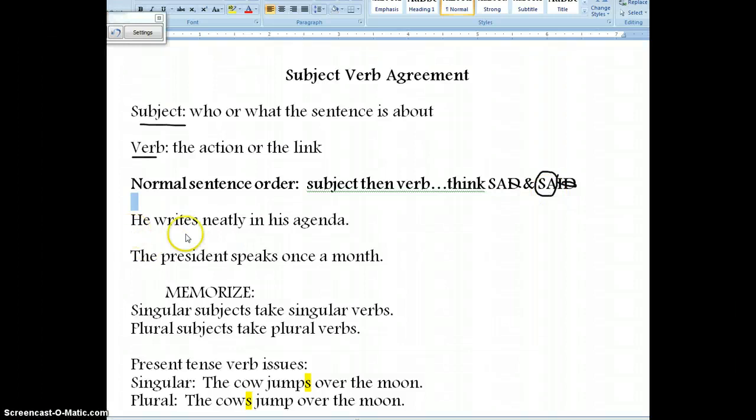For example, he writes neatly in his agenda. See if you can find the subject and the verb. Okay, I hope that you chose he as the subject and writes as the verb. All right, let's look at the next one. The president speaks once a month. See if you can find the subject and verb. Okay, I hope you chose president as the subject and speaks as the verb. Okay, easy peasy. All right, that's the basics of it. Let's move on.